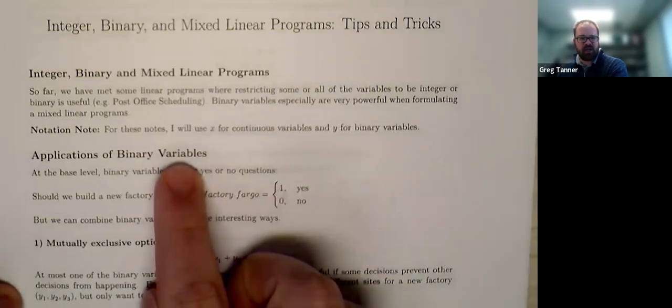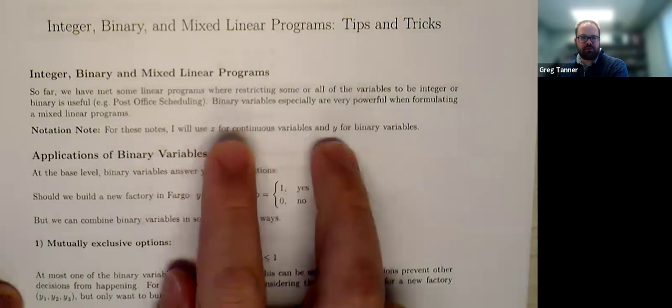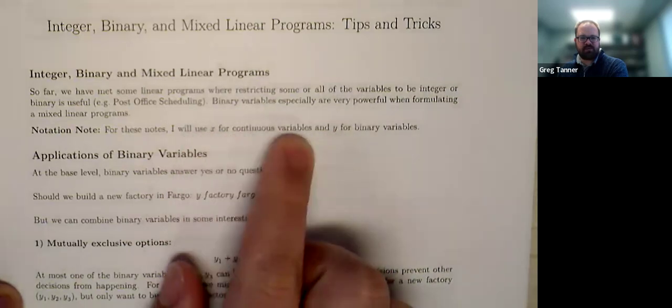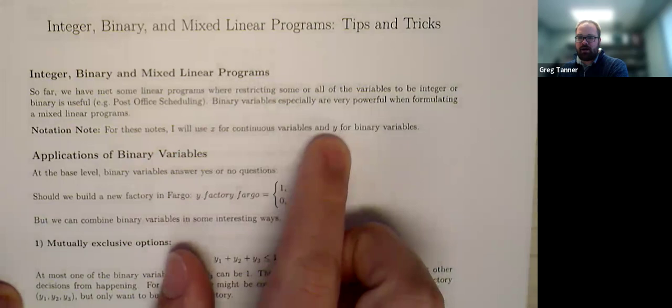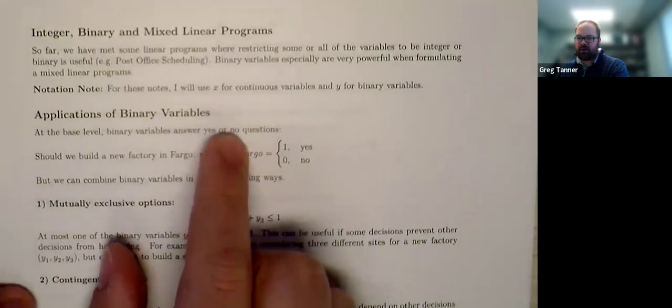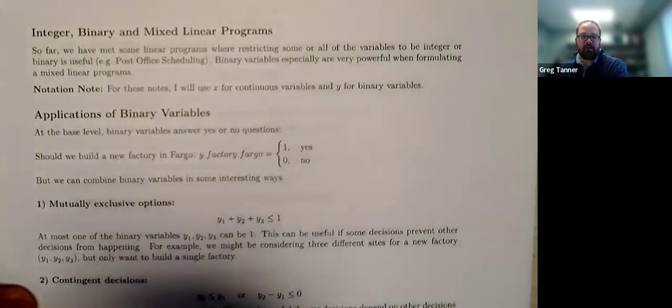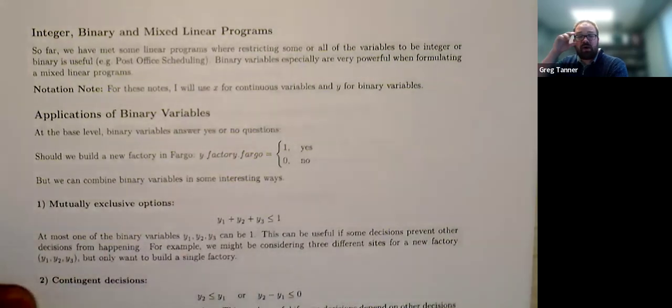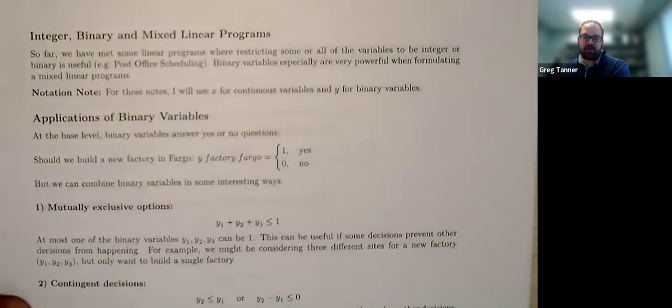Okay. And just a heads up for notational purposes, I'll let X be continuous variables, and I'll let anything with a Y be a binary variable. So the basic application, or how you use a binary variable, is as an indicator, essentially an answer to a yes or no question. For example, should we build a new factory in Fargo? A value of 1 indicates a yes, a value of 0 indicates a no.